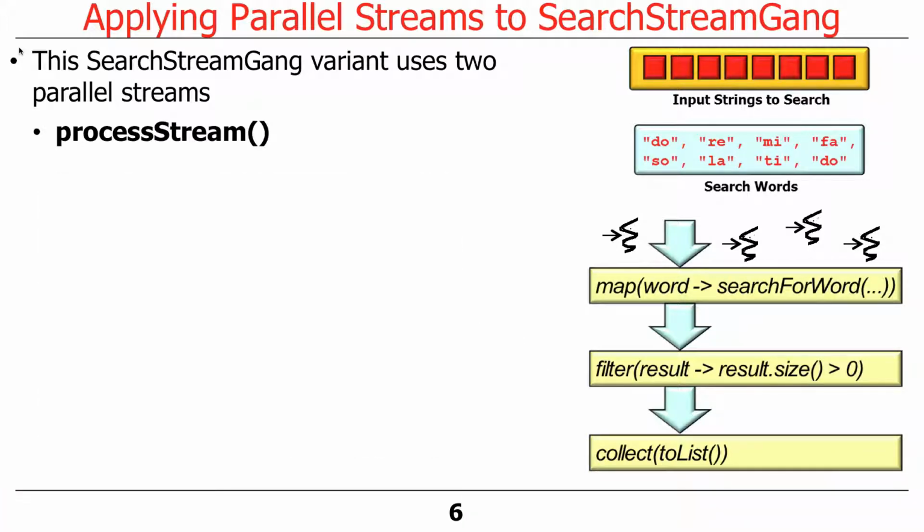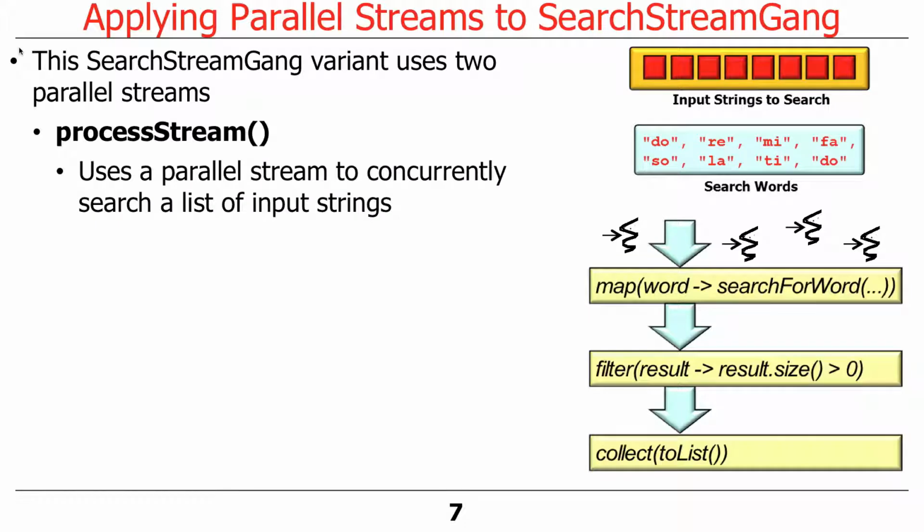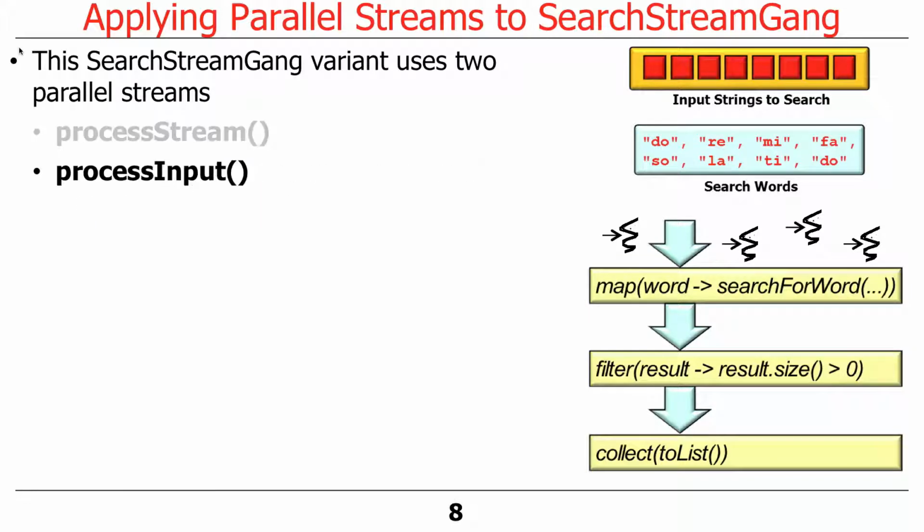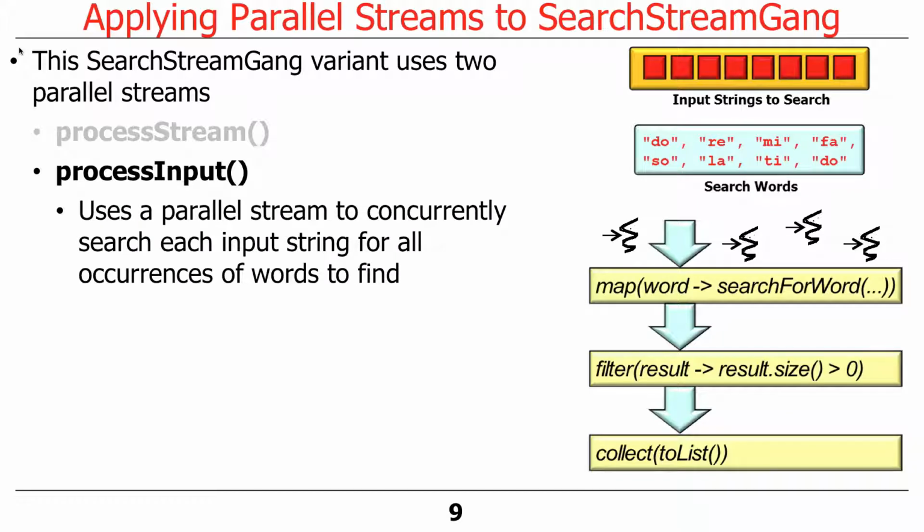All right, so we're going to have process stream, which will use a parallel stream to concurrently search a list of strings. And then we'll have process input, which will use a parallel stream to concurrently search each input string for all occurrences of words defined. And under the hood, of course, this all uses the Fork-Join pool stuff we were talking about before.